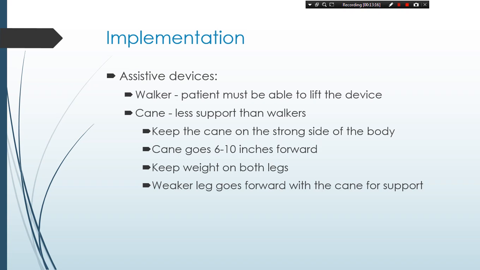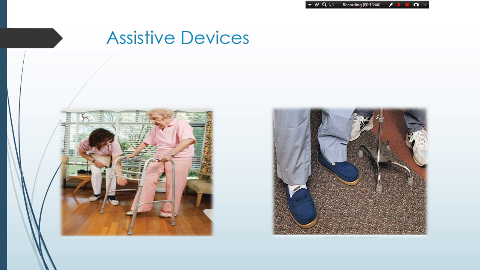There are straight and quad canes. Canes provide less support than a walker, so typically they are a step down from a walker. Always make sure to keep the cane on the strong or the unaffected side of the body. The cane goes 6 to 10 inches forward. Keep weight on both legs, and the weaker leg goes forward with the cane for support. These are just two pictures of a standard walker and a quad cane.